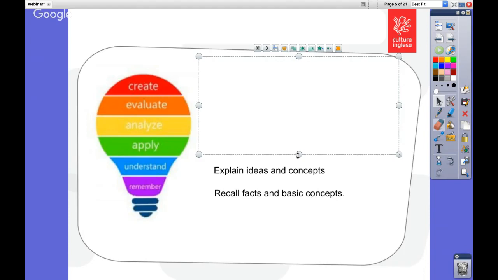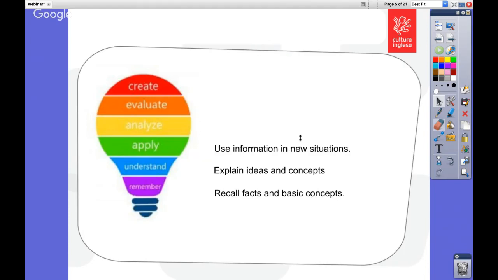The next one, apply, is when you use information in new situations. So we are implementing information. What can you do here? For example, you can pose students a problem-solving task. You can ask them to design, to reconstruct a passage of a story they have listened to, or maybe reconstruct a text or a listening they were exposed to in the previous lesson.